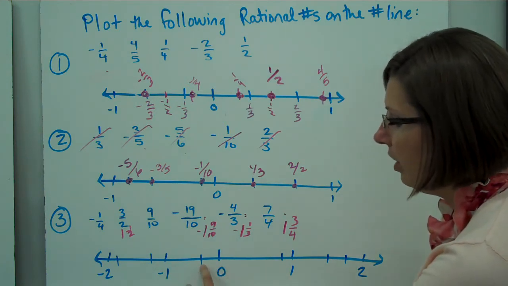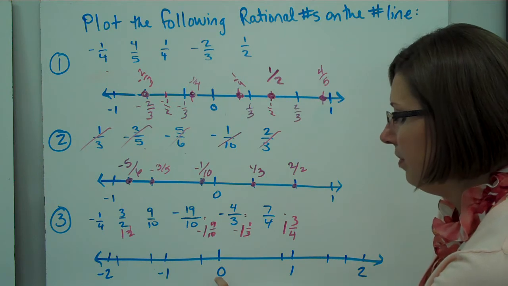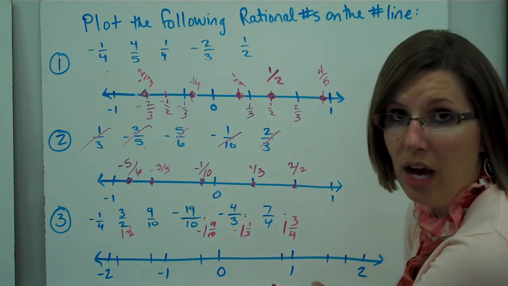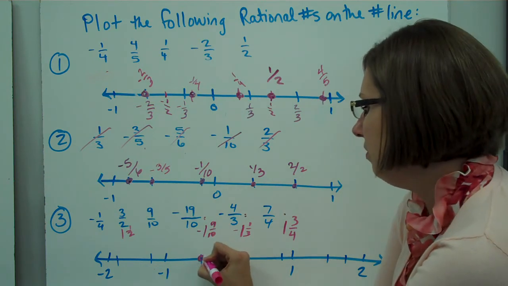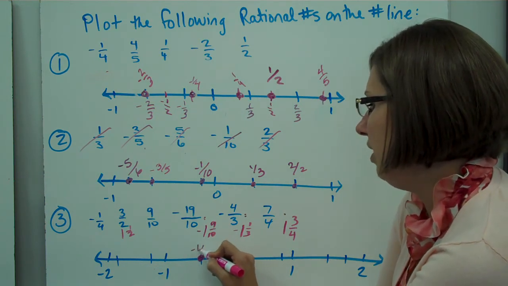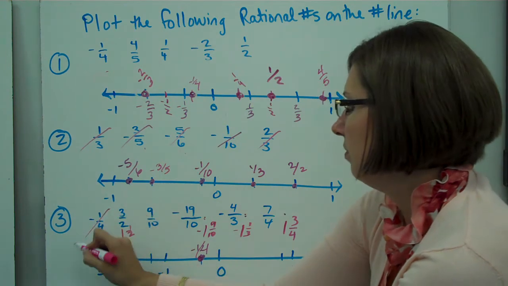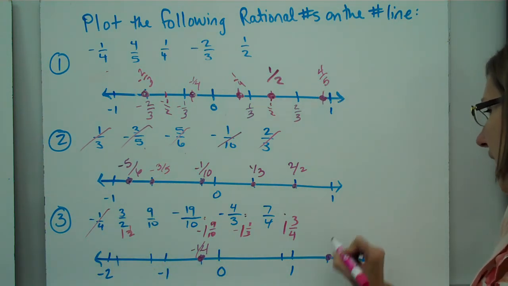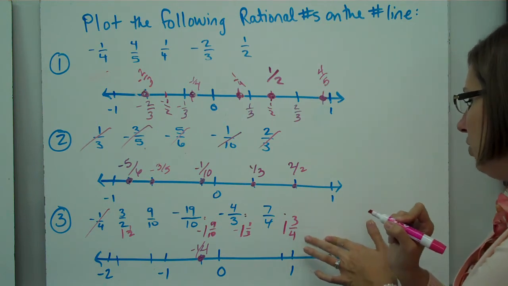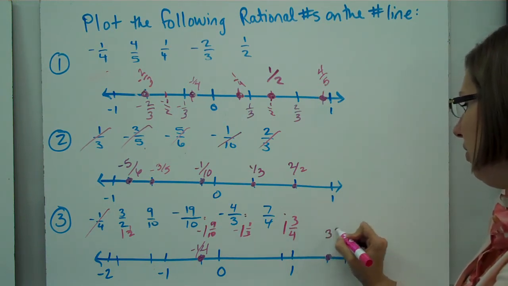-1/4 is very close to 0, but on the negative side. It's 1/4 of the way between 0 and -1. So I'm going to put -1/4 right there. 1 and 1/2, that's in the positive region. So 1 1/2, I would say, is about there. Let's write it the way it was written, 3 halves.